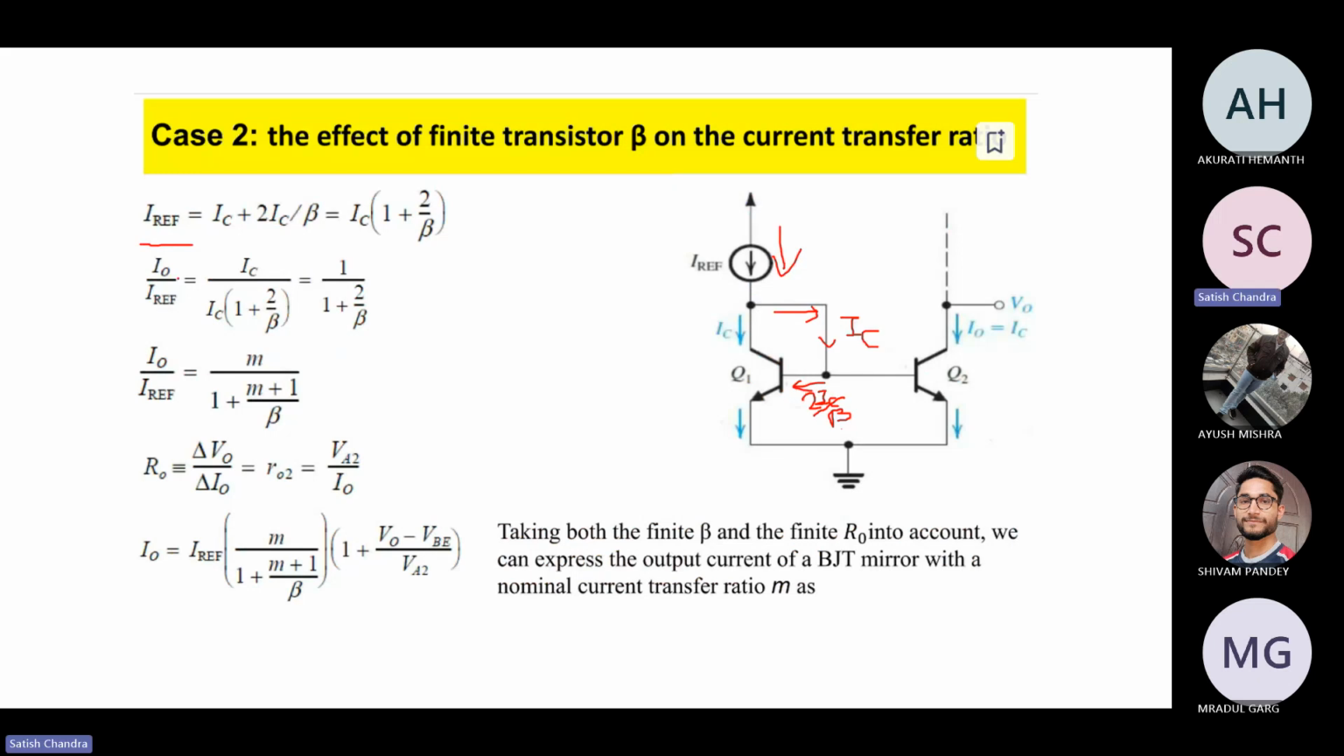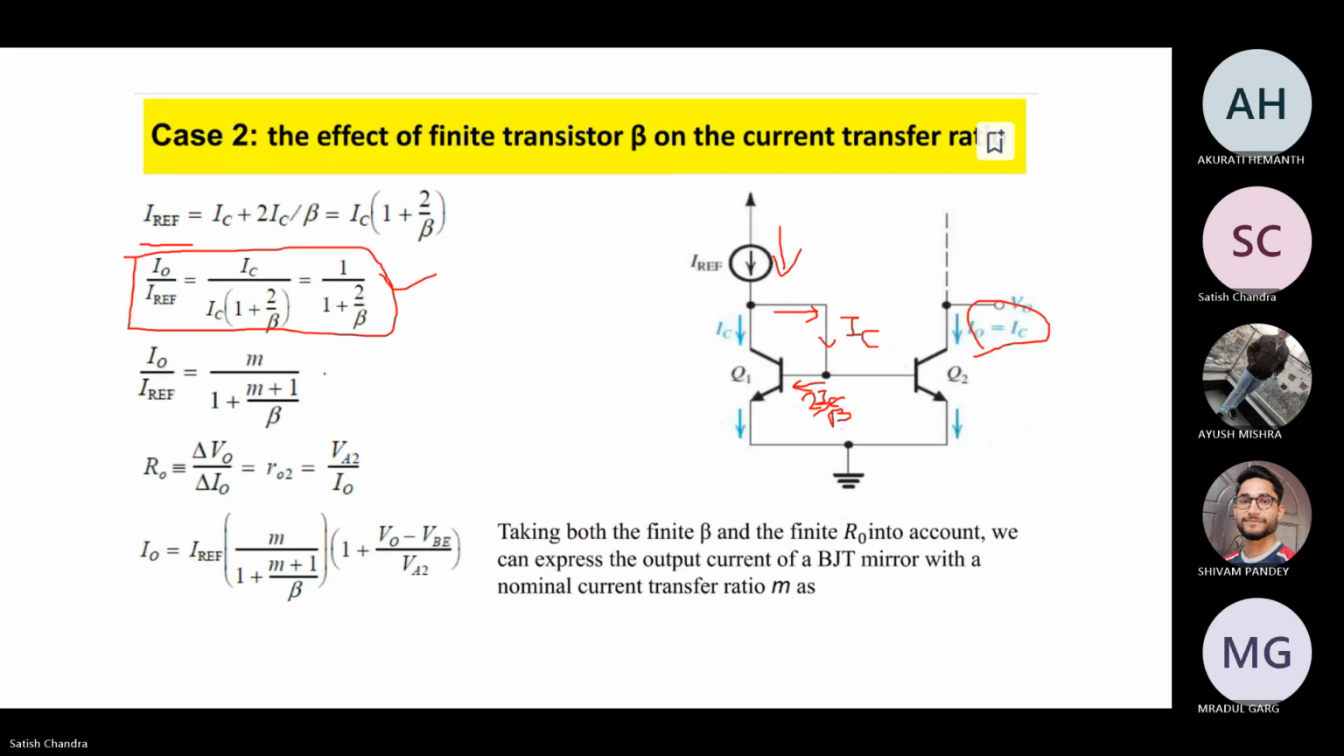So if it is so, and if it is so, like that one, then this is I0. Now if I divide both the currents, what is going to happen? We attain the value like this, where I0 by IRF is going to come like 1 by 1 plus 2 by beta.